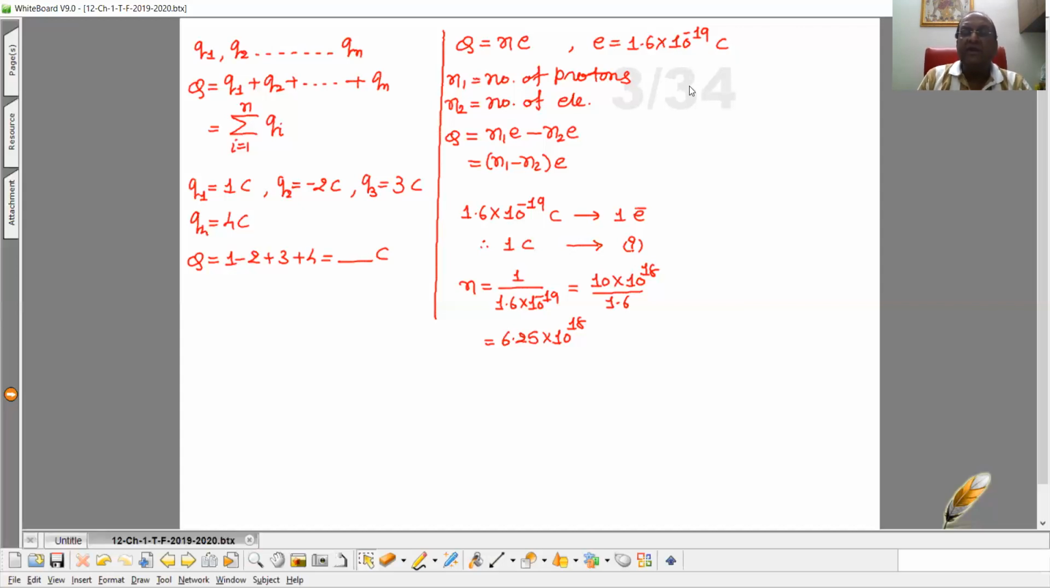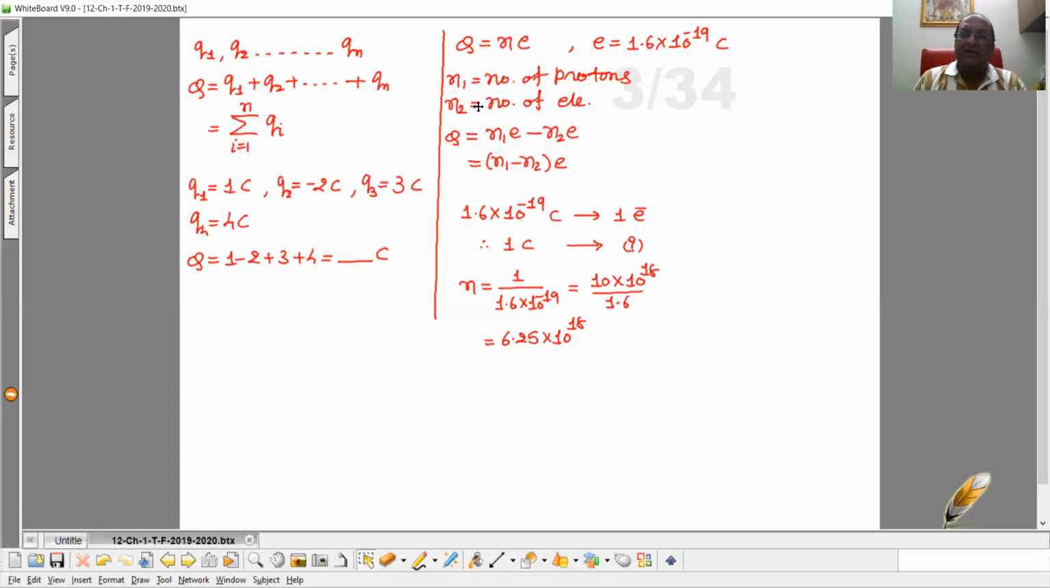But you will never get such a charge where the charge is 2.5 into 1.6 into 10 raised to minus 19, not like that. Clear? So this is called quantization of electric charge.